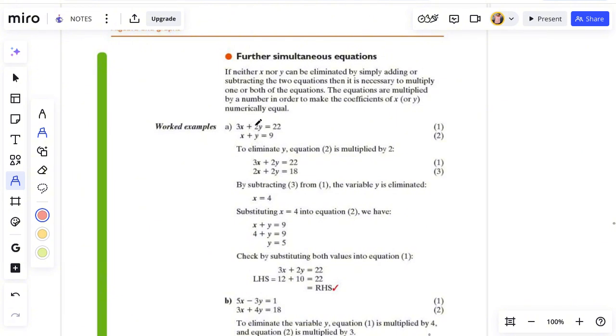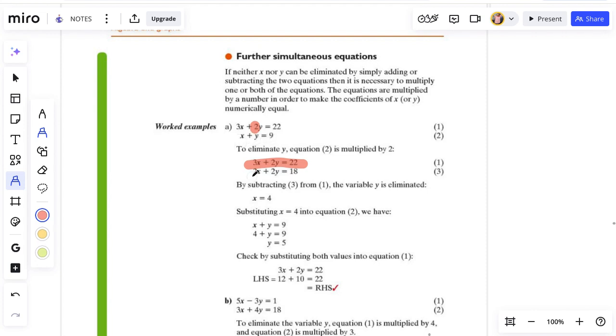So what we do is take the coefficient of y in this one to multiply the whole of the other equation. The coefficient of y in the second equation is 1, so we take it to multiply the first one. Since it's 1, no need to multiply. So 3x plus 2y equal to 22 will remain the same. But this one will now be different, because I'm taking the coefficient 2 of this y and using it to multiply the whole of this equation.